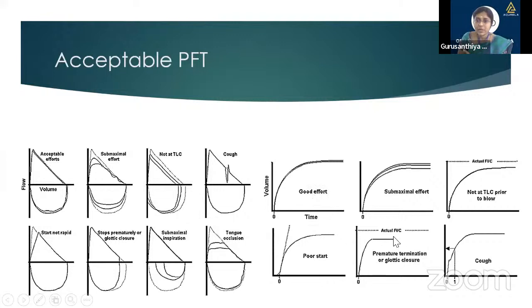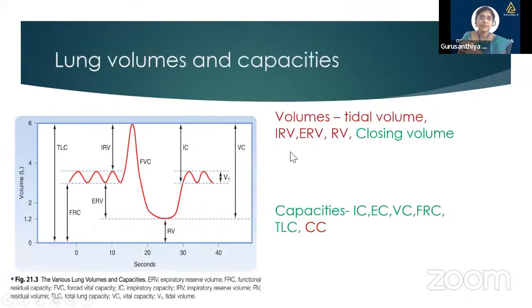In this one, the patient has tried to do this. The expiration has terminated very prematurely, at the second or so. So there is a premature termination or glottic closure, and you do not accept this volume time graph into the spirometry. And here the patient has tried to cough in between. This also you do not accept because it has an artifact. So this is the only acceptable PFT here, and this is the only acceptable PFT here.